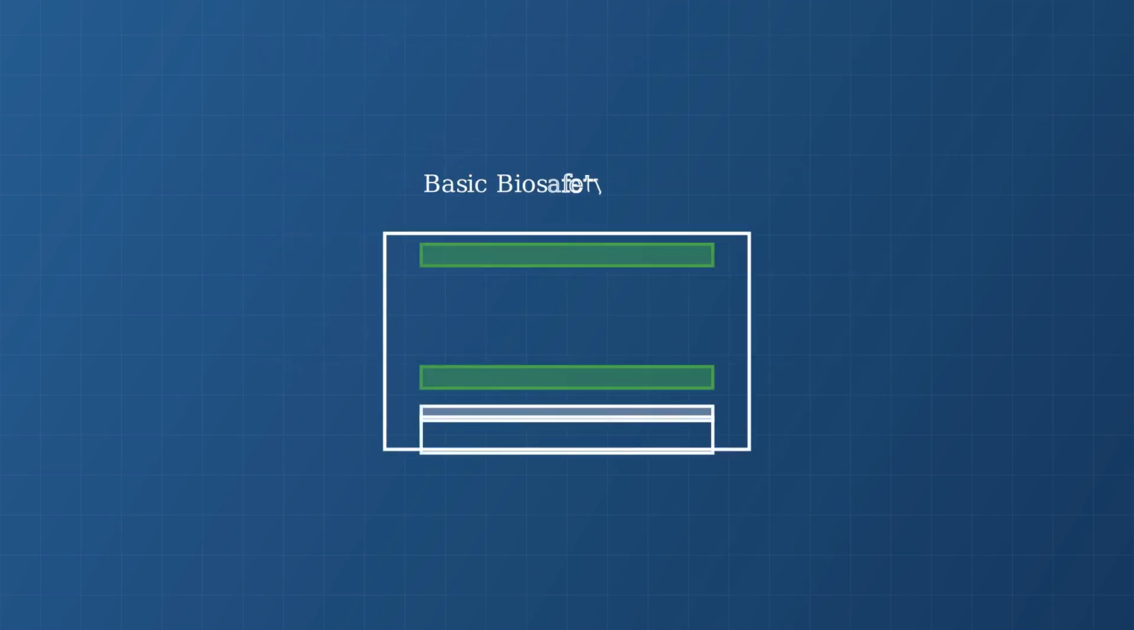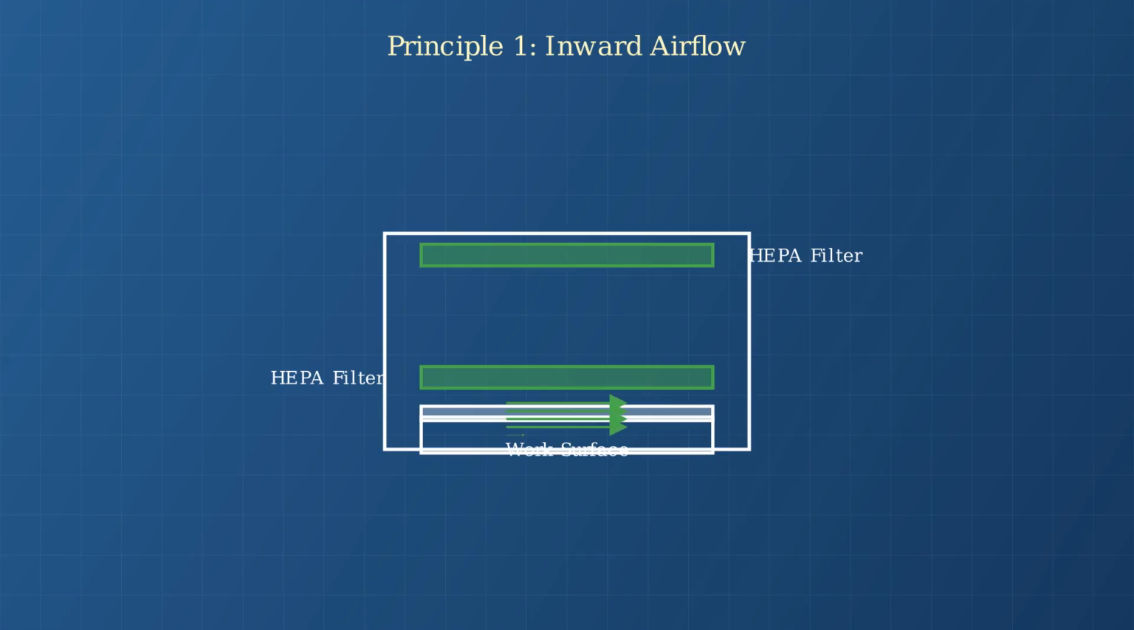Let's examine how airflow works within a biosafety cabinet. The first principle is inward airflow. Air flows from outside the cabinet through the front opening. This creates negative pressure inside the cabinet, preventing contaminated air from escaping and protecting personnel.